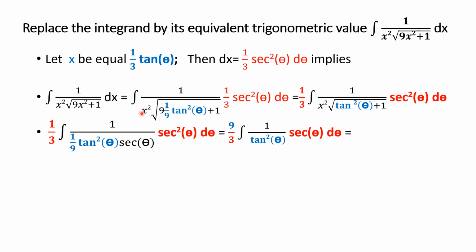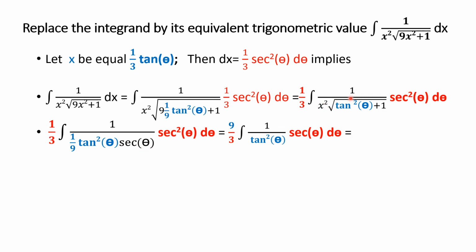Now we're going to have to replace x square by its value. We know that the value of x square is 1 over 9 tan square of theta. So it's right there in blue in the denominator. Instead of x square, we replace it by 1 over 9 tan square of theta. But we know that 1 over 1 over 9 takes the 9 to the numerator. So the 9 could go up here. That will be 9 over 3. And then we have tan square theta multiplied by sec theta. Where did we get sec theta from?